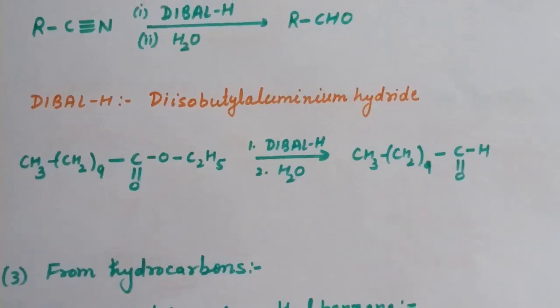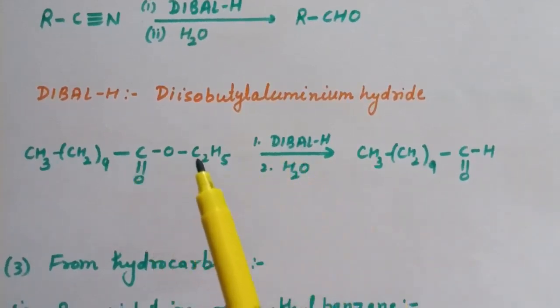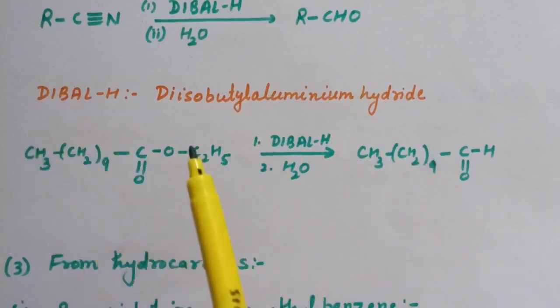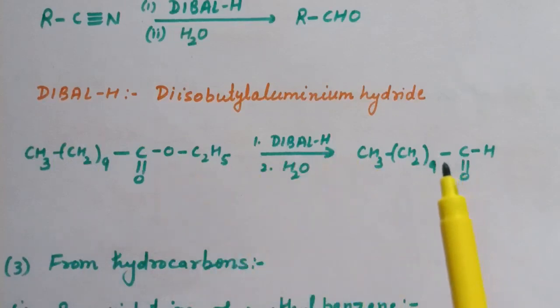The reaction of DIBAL-H with ester also results in the formation of aldehyde. So ester is also reduced by DIBAL-H followed by hydrolysis. This converts to aldehyde. This is the second method by which we can prepare aldehydes.